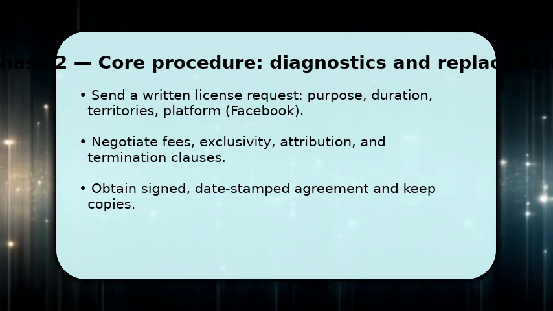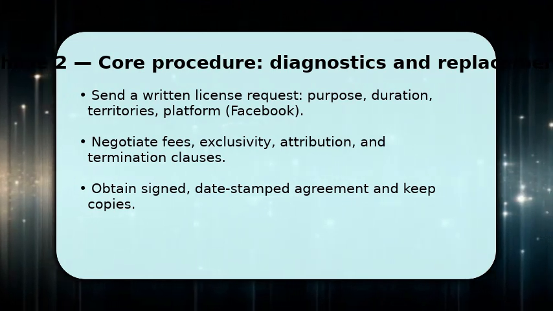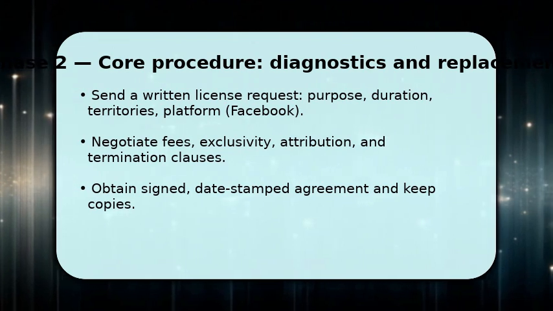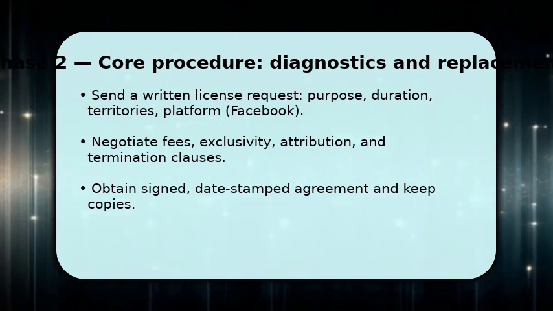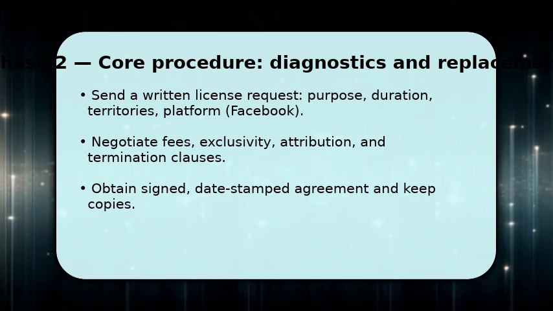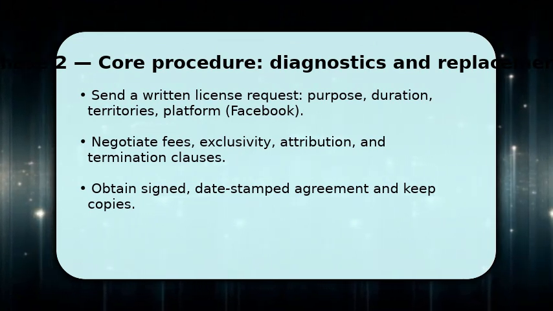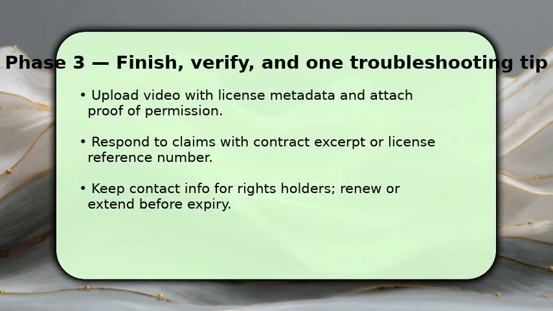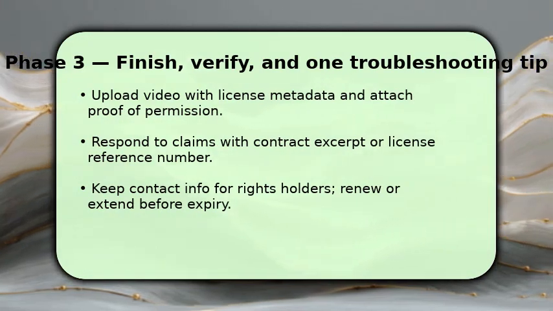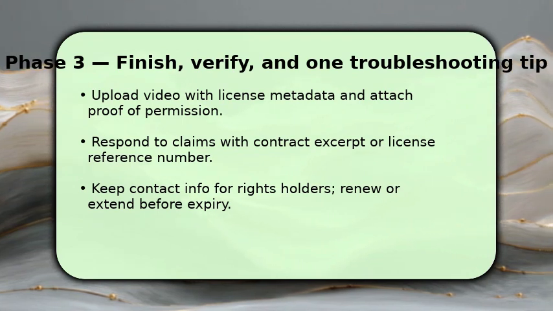When terms are settled, get a signed, dated contract. Scan and store it. Having a contract that explicitly names Facebook avoids ambiguity during platform rights checks. You upload the video and include license details and descriptions and metadata, such as license holder, date, and contract reference.